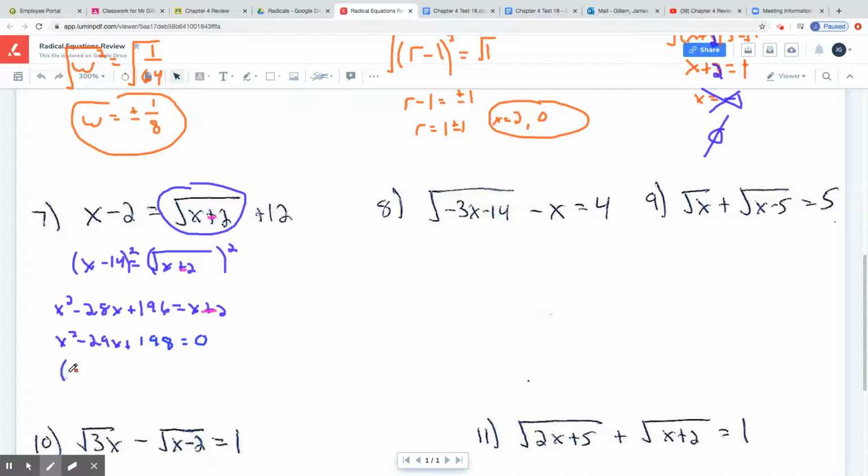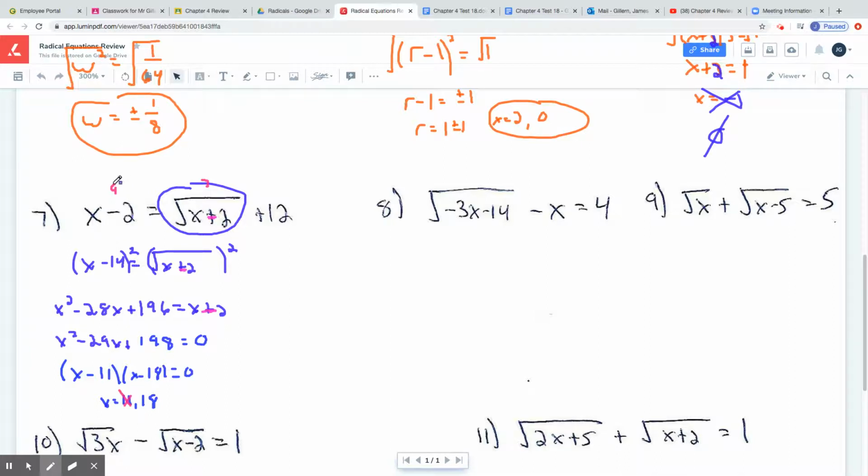This does factor to x minus 11 and x minus 18. So we get two possible answers: x equals 11 or 18. Now, since we raised both sides to an even power, we need to go back and check. All right, so let's do 11. 11 minus 2 is 9. Square root of 9 is 3. 3 plus 12 is not 9. That's 15. 11 does not work.